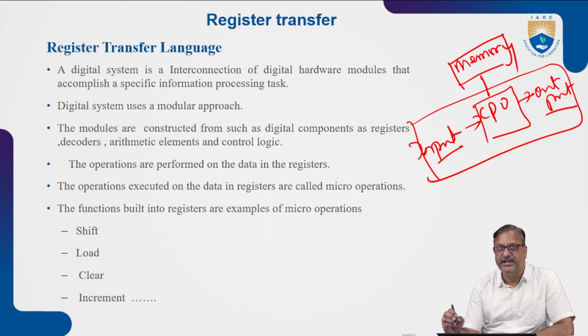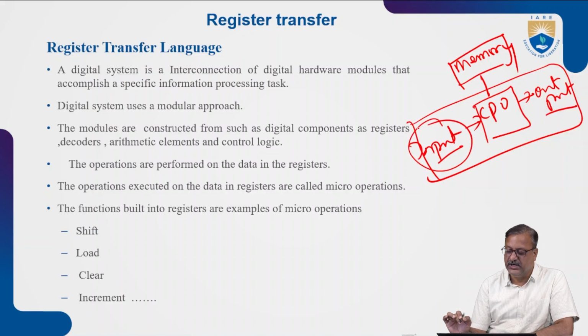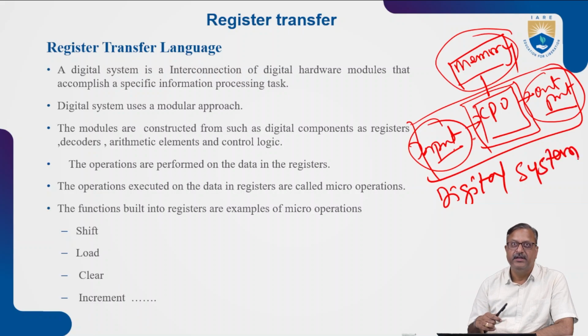That's the first point in the register transfer language. It is defining that it is an interconnection of digital hardware modules. Input is one hardware module, output is a hardware module, memory is one hardware module, and the central processing unit, CPU, is one hardware module. So interconnecting all these devices to accomplish an information processing task is known as a digital system. Getting it clear?